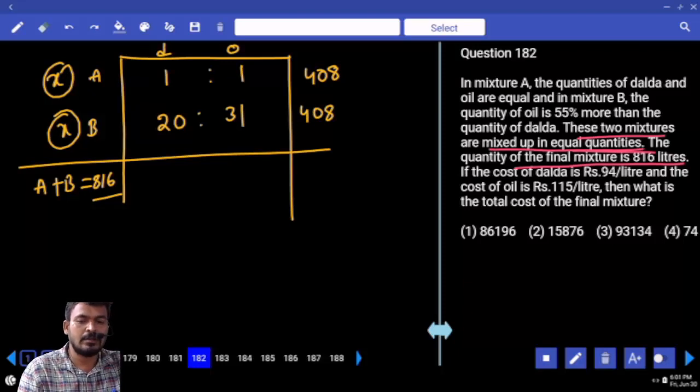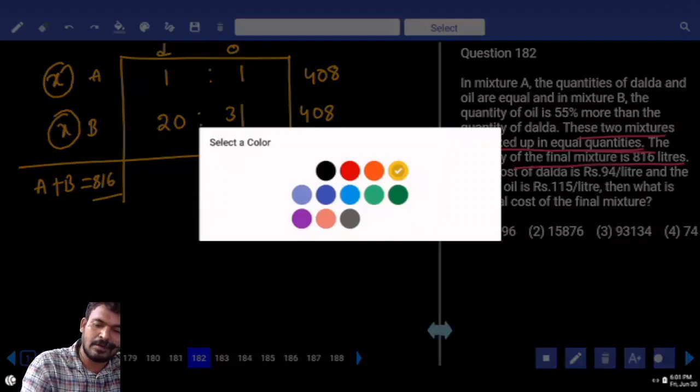Okay, in A, what is the ratio? 1:1. In total how many parts? 2 parts. 2 parts are 408. What is the value of 1 part?